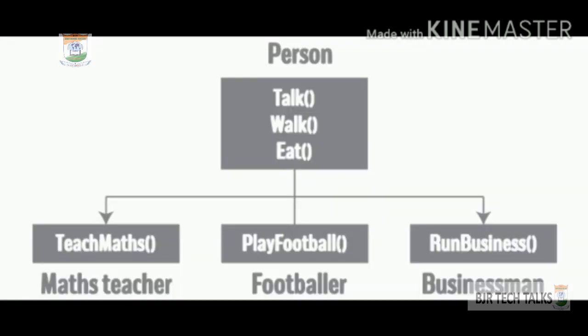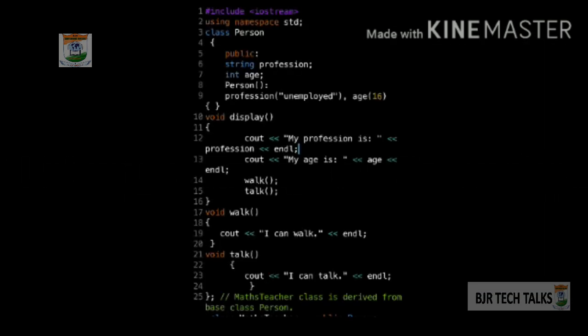It is very important to remember when working with inheritance that each derived class should satisfy the condition of being a kind of its base class. In the above example, math teacher is a person, footballer is a person, and a businessman is also a person. Math teacher and footballer are derived from person.